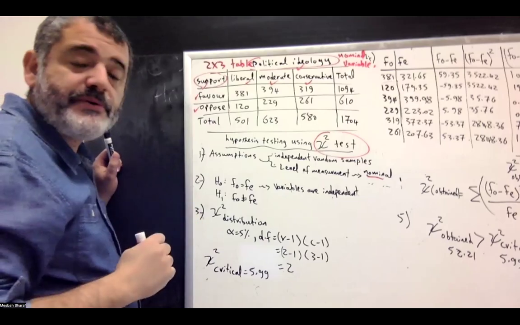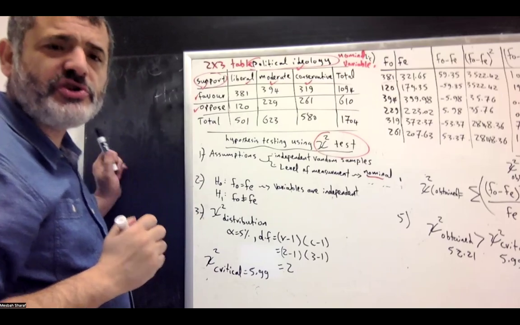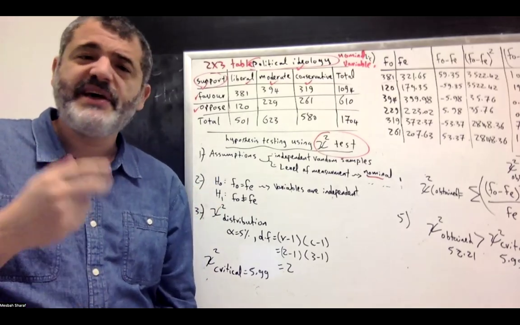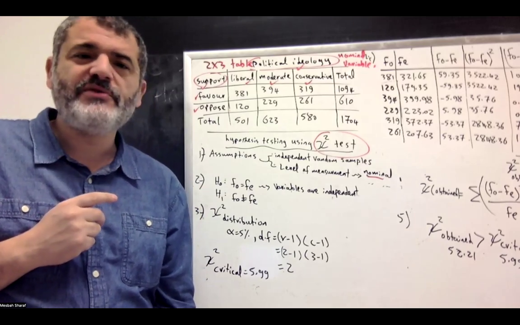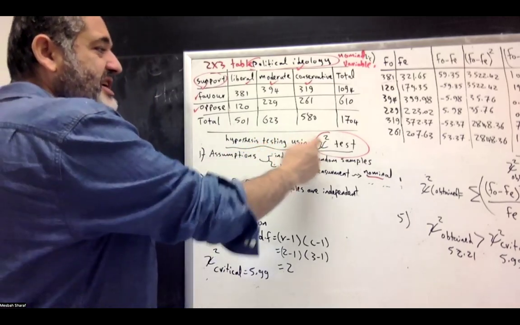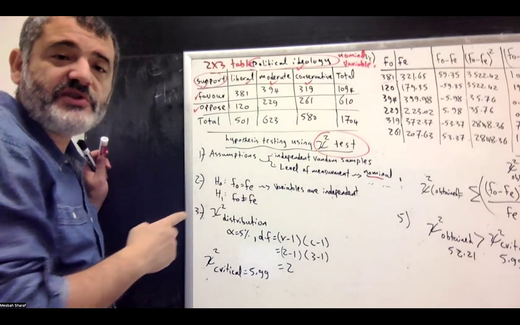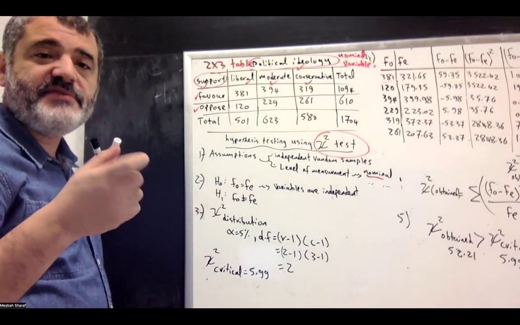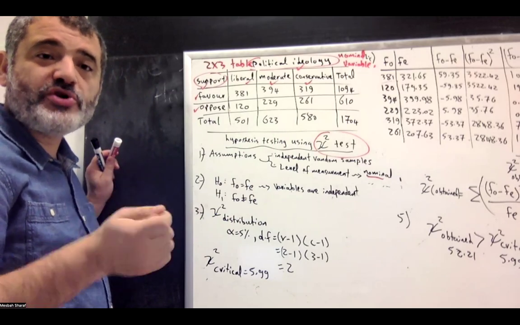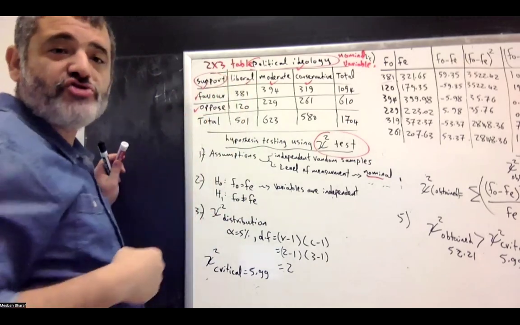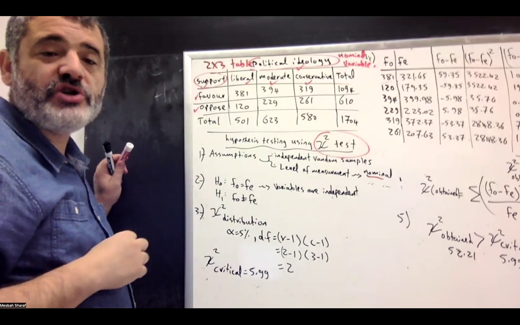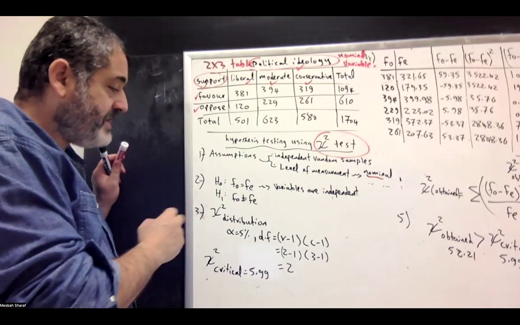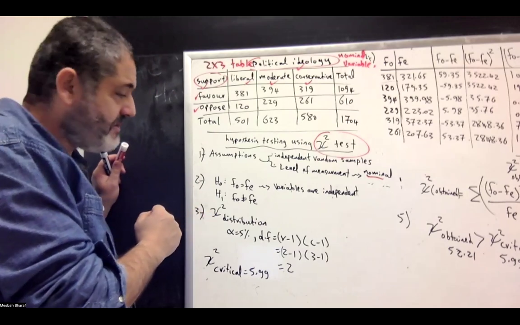The third step, we have to determine which distribution we are going to use, the Z or the T or the F. No, we are not going to use any one of these. As I said, we are going to use the chi-square distribution. The chi-square is used to test if there is a significant relationship between nominal or ordinal variables. Since these two variables are nominal, we have to use the chi-square test.